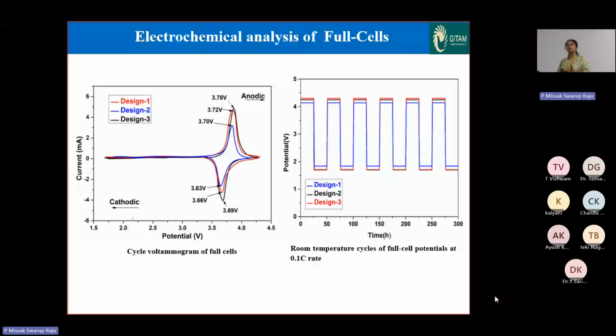What is the potential value is also calculated, and the same samples are tested with increasing time up to 300 hours. There is no variation in the potential. The same potential constancy is maintained with increasing time. So that's why design 3 is better compared to design 1 and 2 at room temperature.